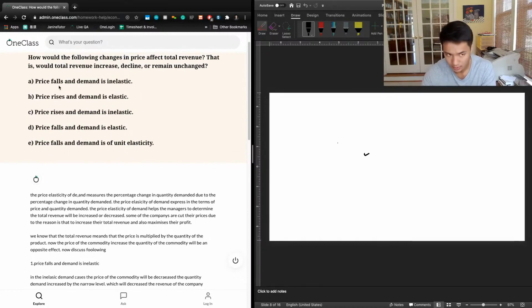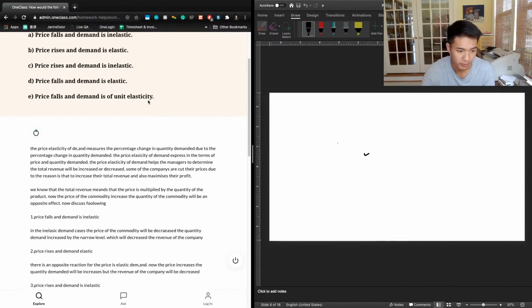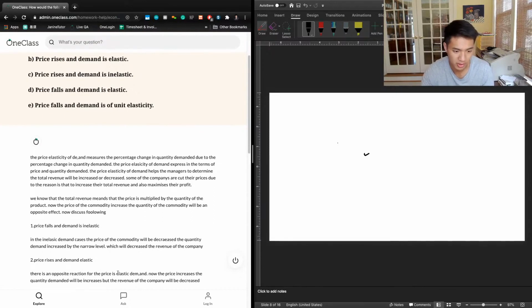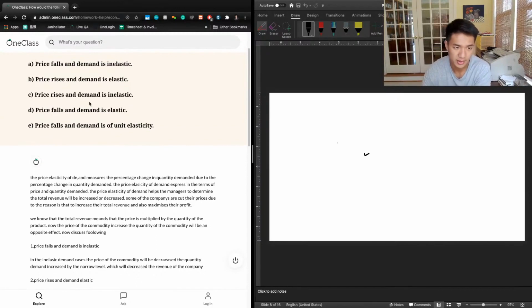That's true. B says price rises and demand is elastic, so we know that a price rise causes a fall in quantity demanded, and we know that if demand is elastic, then the fall in quantity demanded is going to be greater than the rise in price. And so, in that sense, the total revenue will also go down for part B. So for part B, they say here there's an opposite reaction for a price elastic demand, and now the price increases, the quantity demanded will be increased, but the revenue of the company will decrease. That's true. C says price rises and demand is inelastic.